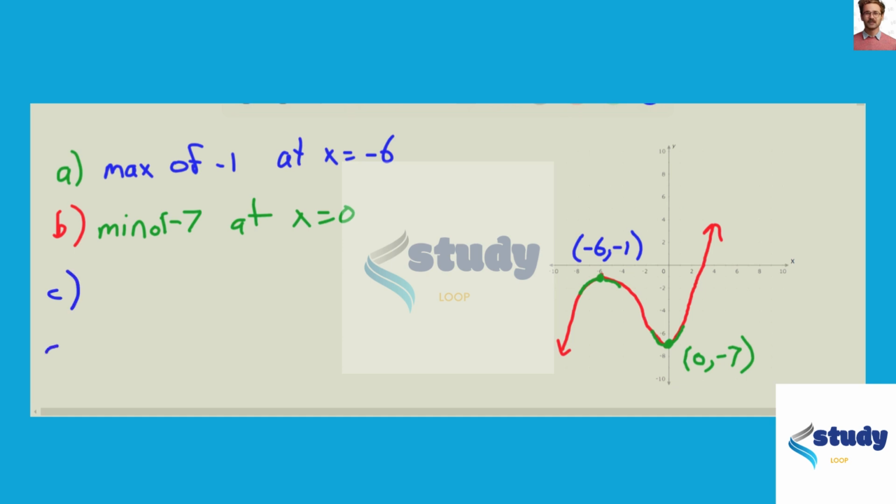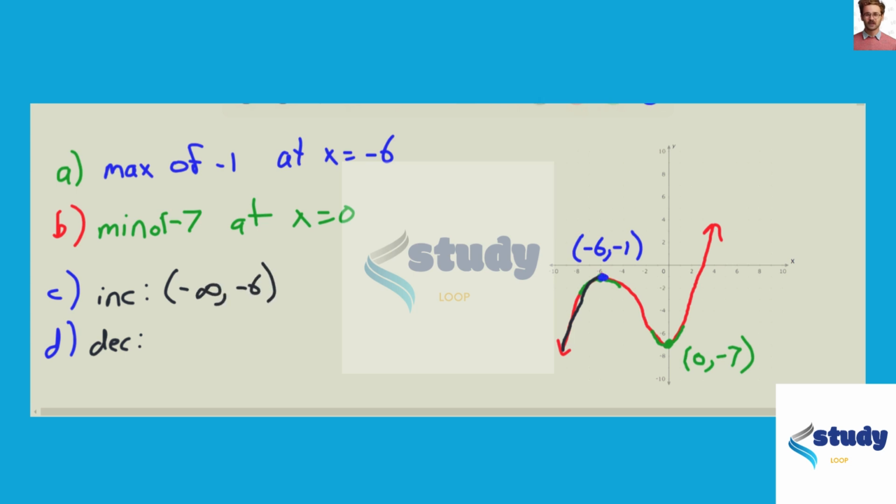Now, for part C and part D, we want to find when the function's increasing and decreasing. So we're going to always read our graphs going from left to right. If we read the graph from left to right, this graph starts by increasing up until we get to the maximum value. That occurs when x is equal to -6. So we're increasing from -infinity up until -6.